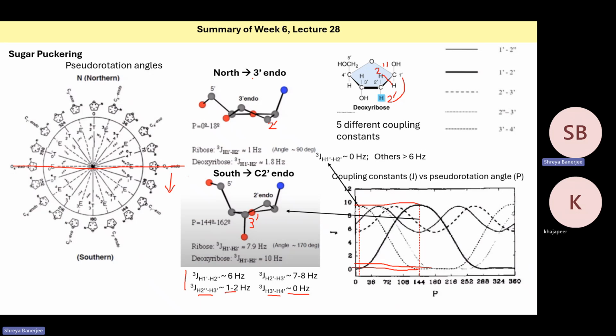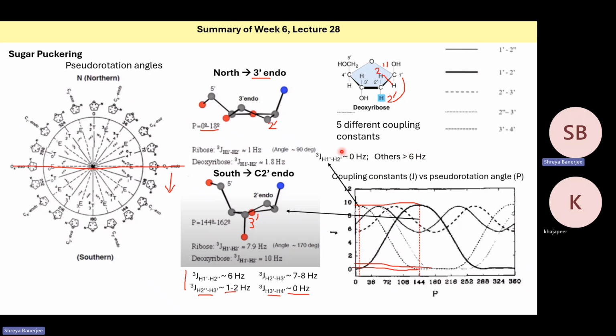Now, if you look at the C3 prime endo structure, you can see the C3 prime endo has the pseudo rotation angle 0 to 18 degrees. So again, we have drawn a normal here. And if you calculate at this C3 prime endo structure, where we have taken the pseudo rotation angle to be somewhere between 0 and 18 degrees, you can see in this case, the 1 prime 2 prime coupling is 0 hertz and all others are greater than 6 hertz.